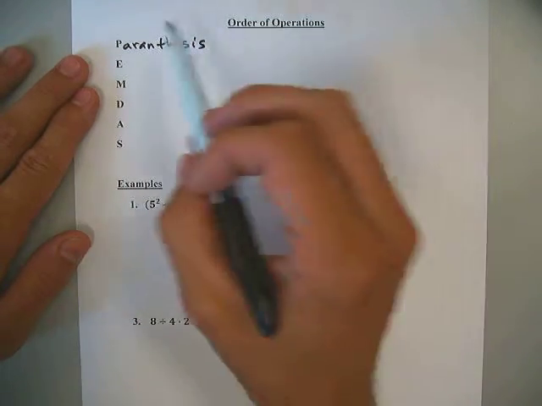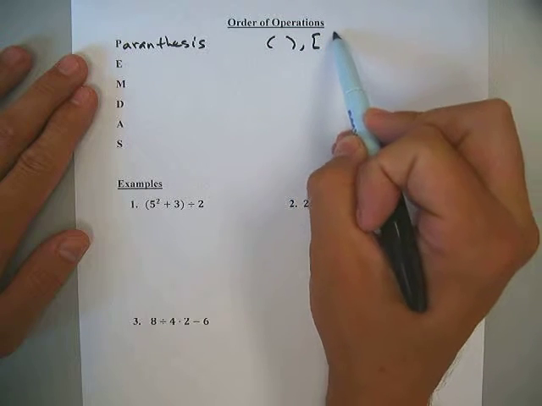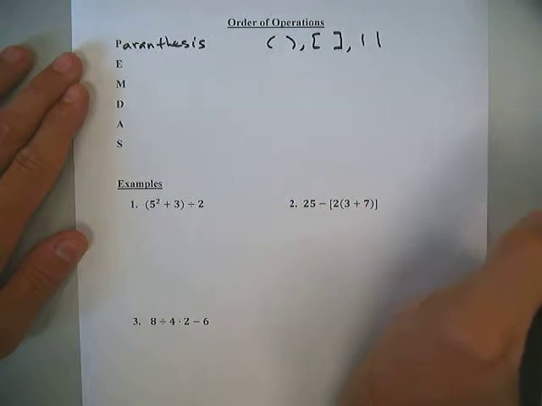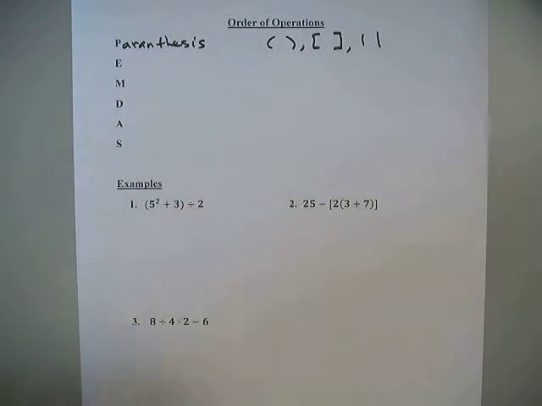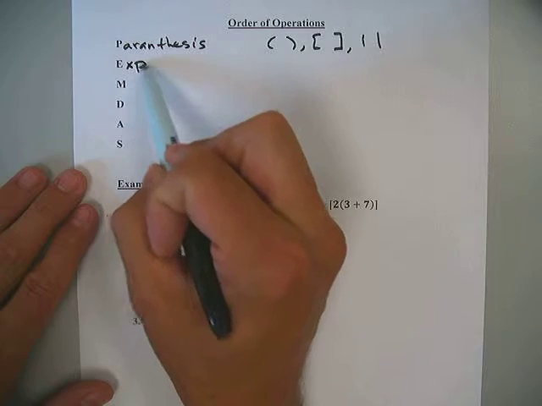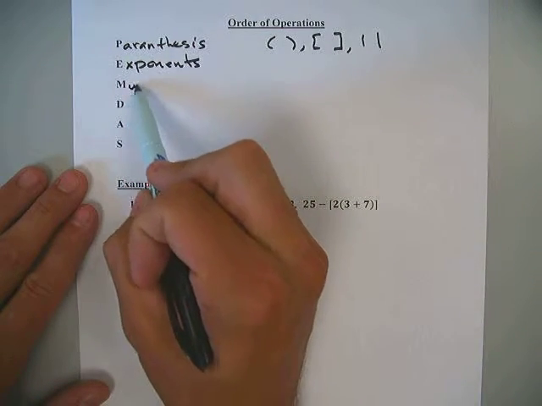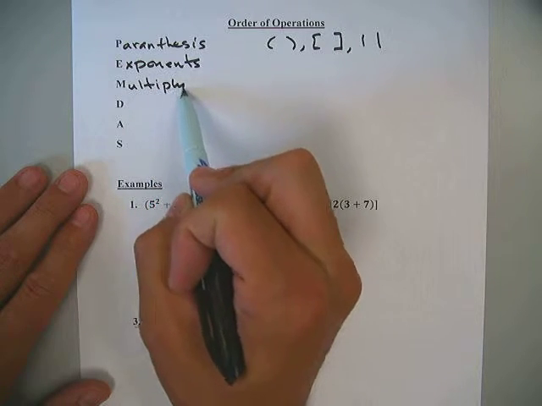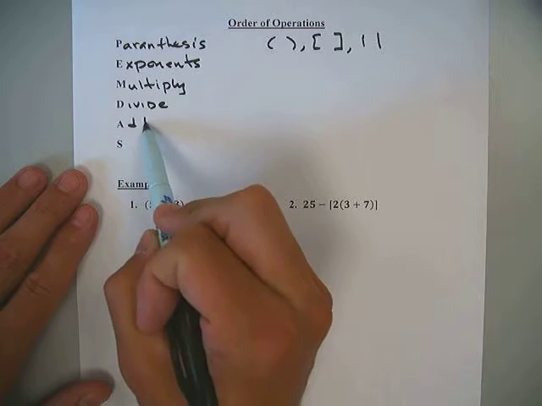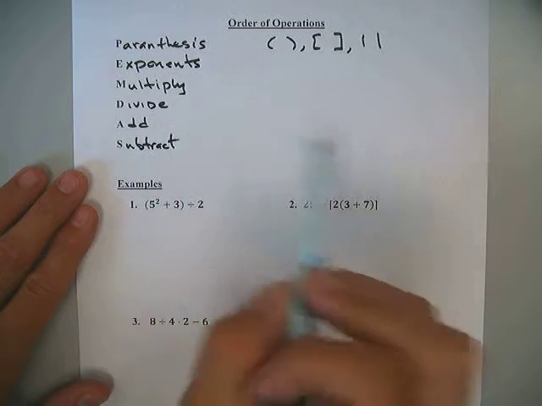And now, one of the things you need to understand is parentheses doesn't just mean this; it also means brackets. And even there are times where it means absolute value. So any sort of containing operation. Next one is exponents. M stands for multiply. D stands for divide. A stands for add. And S stands for subtract.